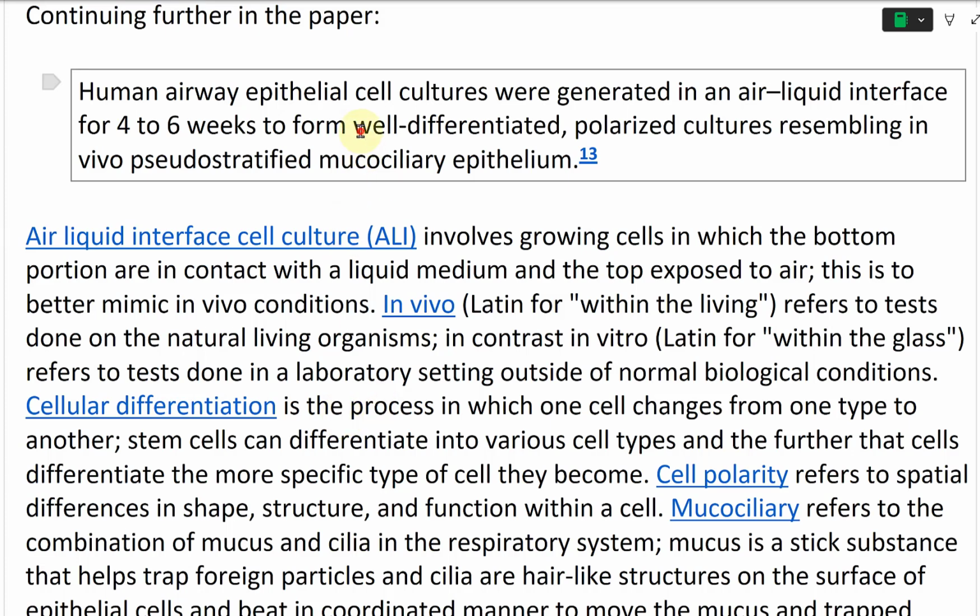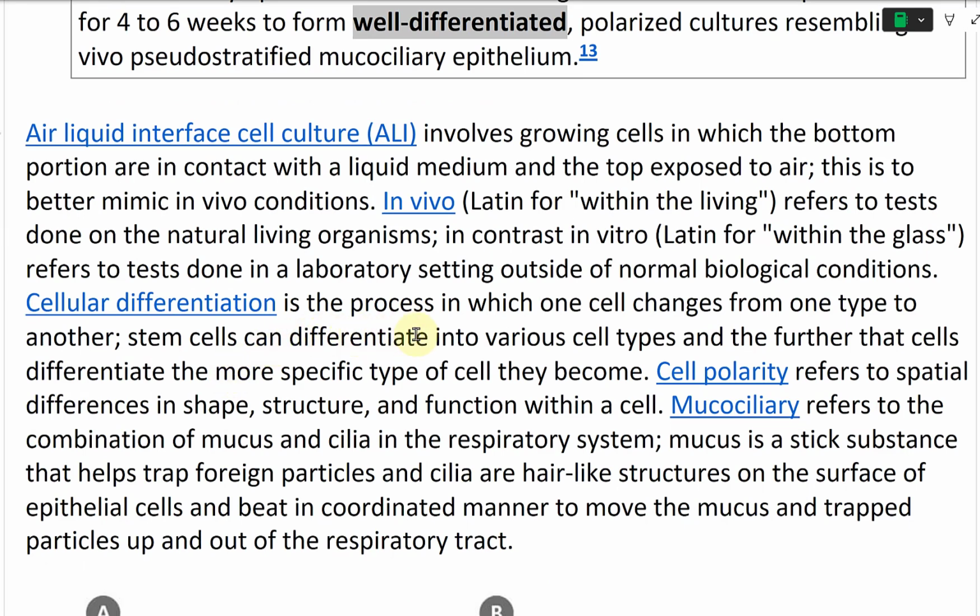And cellular differentiation is the process, and this is dealing with this right here, well differentiated. I'll just bold this. Cellular differentiation is the process in which one cell changes from one type to another, and stem cells can differentiate into various cell types. And the further that cells differentiate, the more specific type of cell they become. So you have stem cells becoming different cells, and then those become more specific types of cells. And cell polarity refers to spatial differences in shape, structure, and function within a cell. So you'll have a difference on one side than the other, and so on.